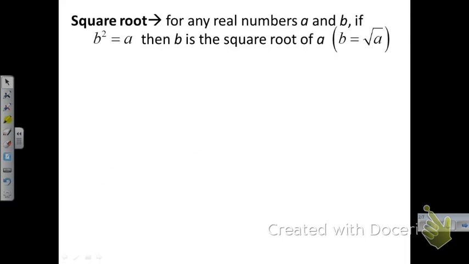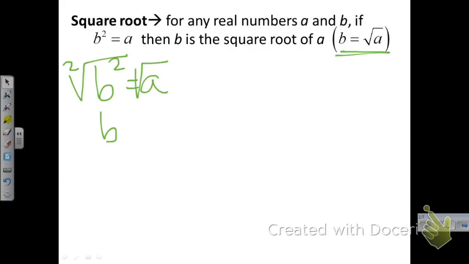A square root: this says for any real numbers a and b, if b squared equals a, then b is the square root of a. I'm going to show you where this comes from. If I take this b squared equals a, and I want to solve for b, I'm going to get b all by itself. Then I have to do the opposite of what is happening to the b. It's being squared, so the opposite of squaring is to take the square root. And if this little 2 isn't here, we know it's a square root. So the square root of b squared is b, and b equals the square root of a, and that is what that says there.